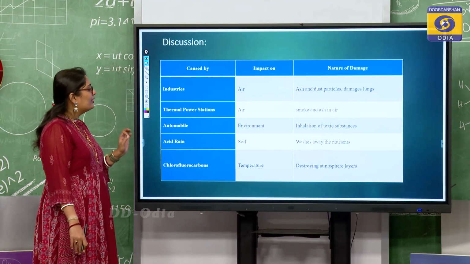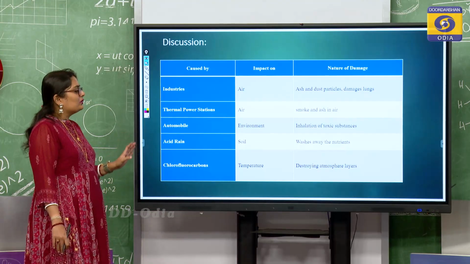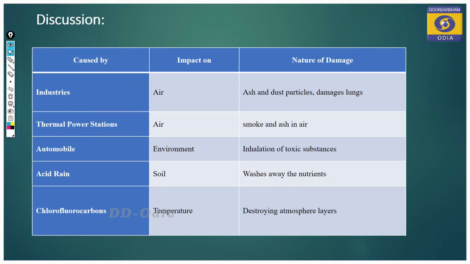CFCs or chlorofluorocarbon. What does it impact? It impacts the temperature of the atmosphere. And what does it do? It destroys the atmospheric layers responsible for protecting human beings from the harmful radiation of the sun.